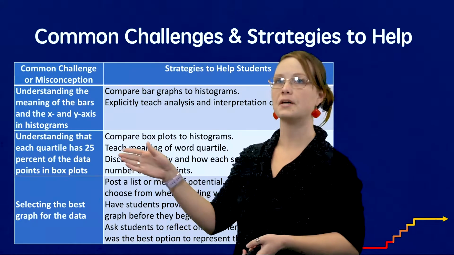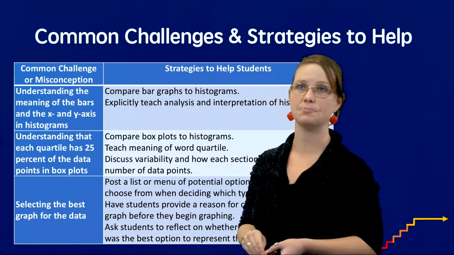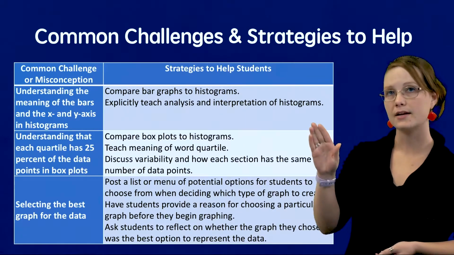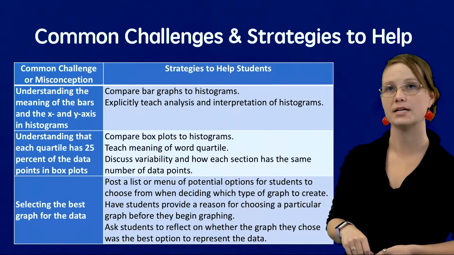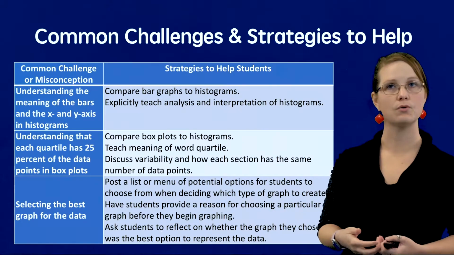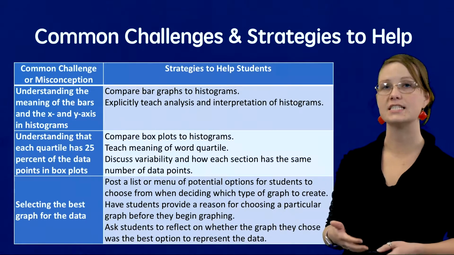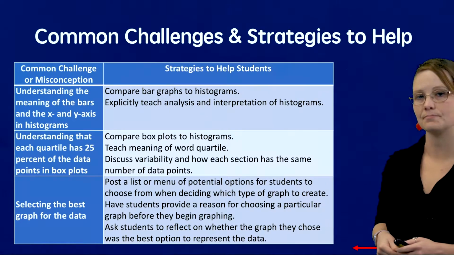If students struggle with understanding that each quartile has 25% of the data points in each box plot, then we can again go back to comparing to what they know. Let's compare those box plots to histograms. Let's teach the meaning of the word quartile. Let's discuss variability and how each section has the same number of data points.